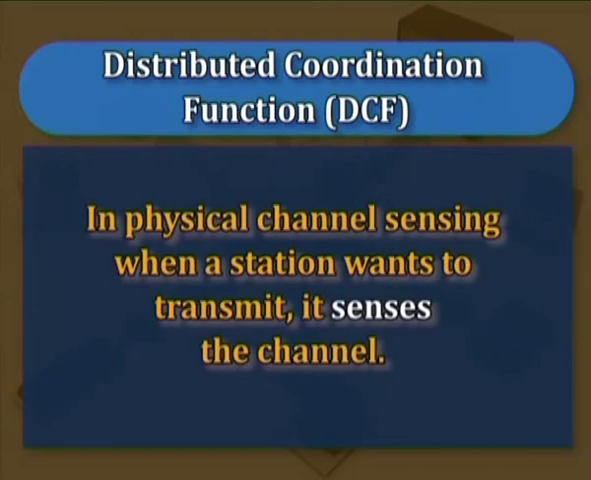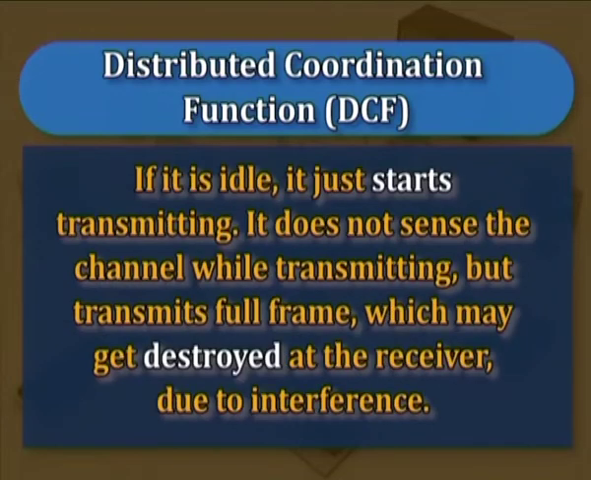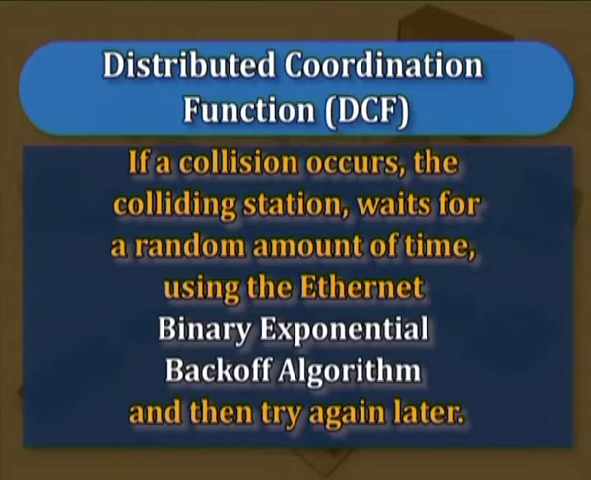In physical channel sensing, when a station wants to transmit, it senses the channel. If it is idle, it just starts transmitting. It does not sense the channel while transmitting, but transmits the full frame, which may get destroyed at the receiver due to interference. If a collision occurs, the colliding station waits for a random amount of time using the Ethernet binary exponential backoff algorithm and then tries again later.